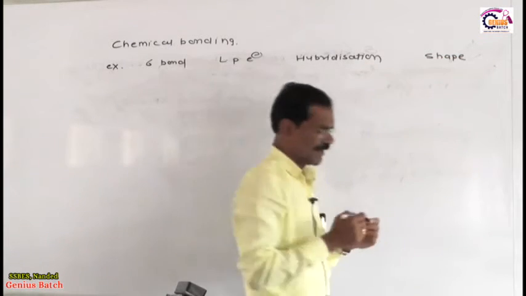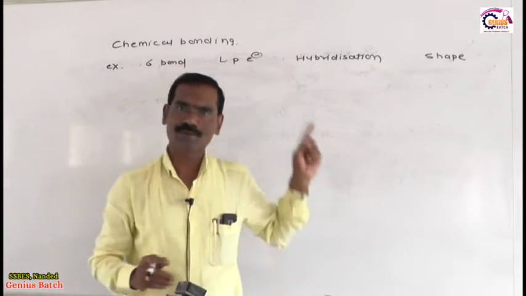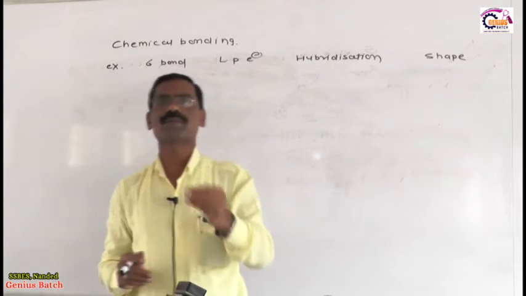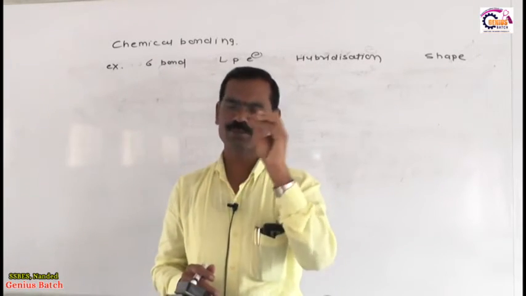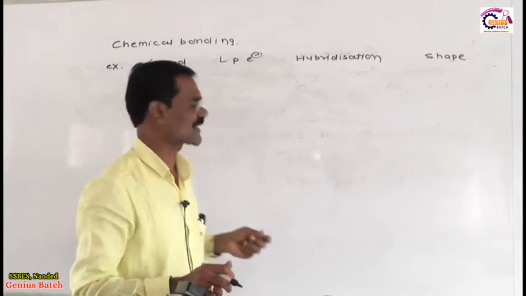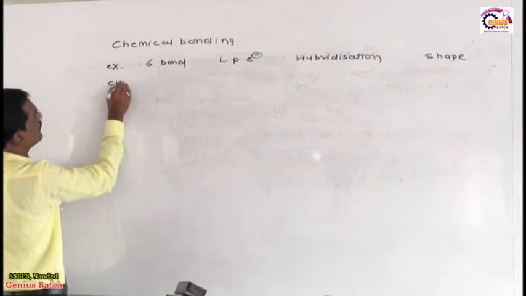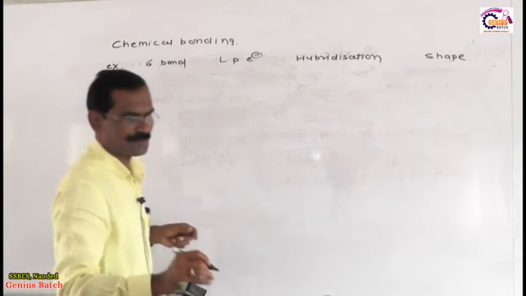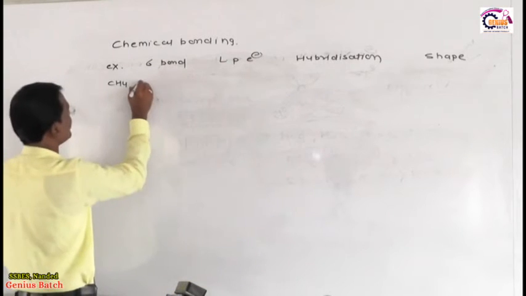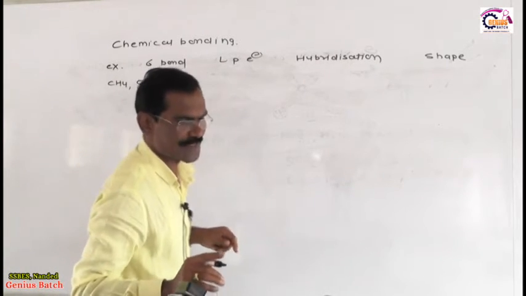I will give you all the examples related to sp3 hybridization, no doubt. From this list, one of the examples may be asked in your examination, so you must be very serious with this phenomenon. Now I am giving you the first example, that one is CH4. After that CCl4, then CBr4.